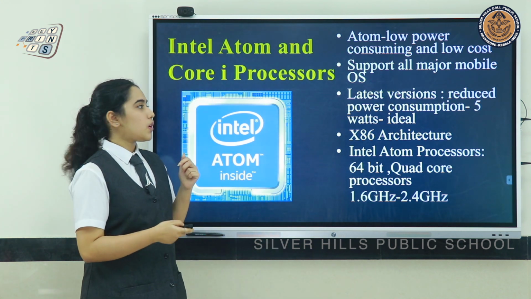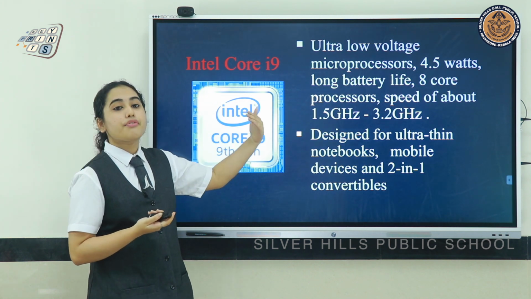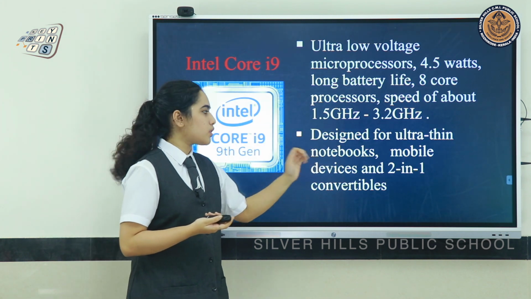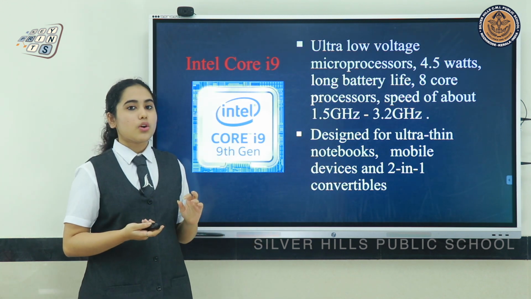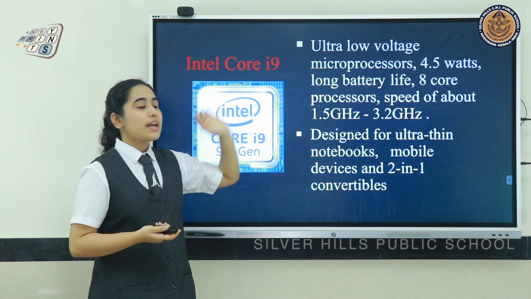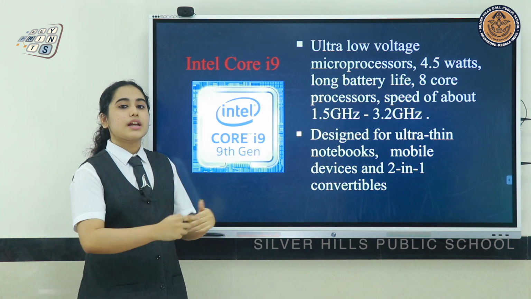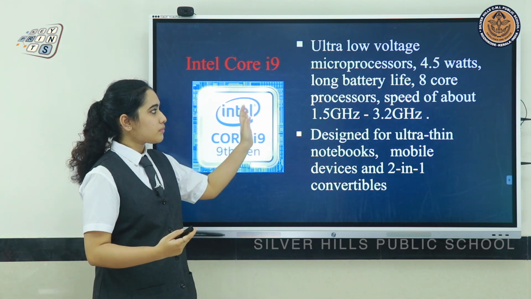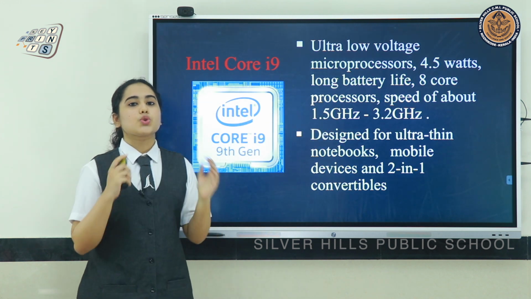Other Intel processors include Intel Core i9. If you are having your ultra thin notebooks and mobile devices and 2-in-1 convertibles, I will say go for Intel Core i9. Why? Because it is an ultra low voltage processor. And why? Because it has 4.5 watts. It only uses 4.5 watts, means you can have a long life battery. And 8 core means you can have octa core, which will be super fast.